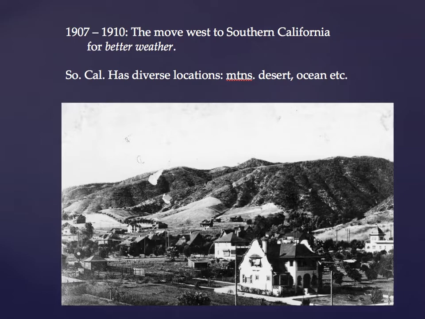1907 to 1910, they moved to Southern California. And I guess I should say, where did they move from? Well, they moved in the United States. Basically, they moved from New York and New Jersey, and that's where the first movies were being shot and made.